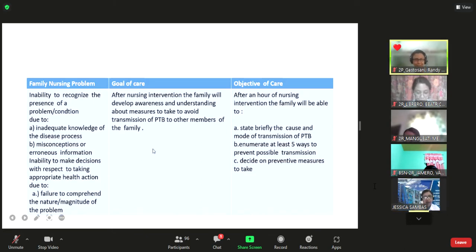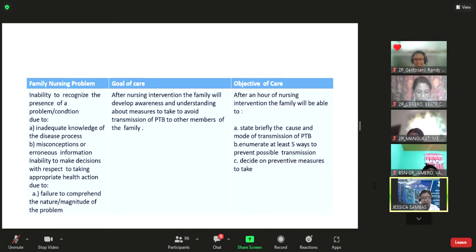Okay. Naku ha, nag-o-observe talaga si Mr. Hestosani. Sinabi ko talagang cognitive, affective, psychomotor. So, he's listening talaga. So, na-analyze, state. Okay, if you can state knowledge, enumerate, okay, knowledge. If you can decide, it's more on the affective aspect. All right, very good. So, yan po yung ating objective of care.